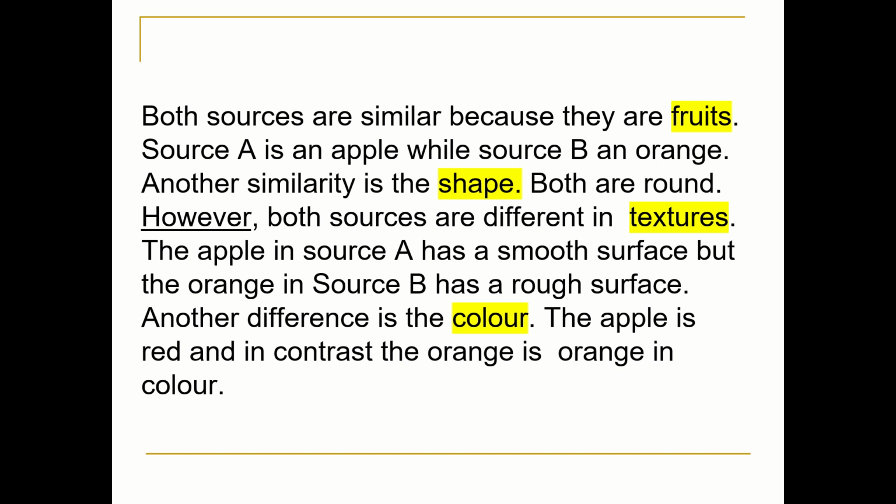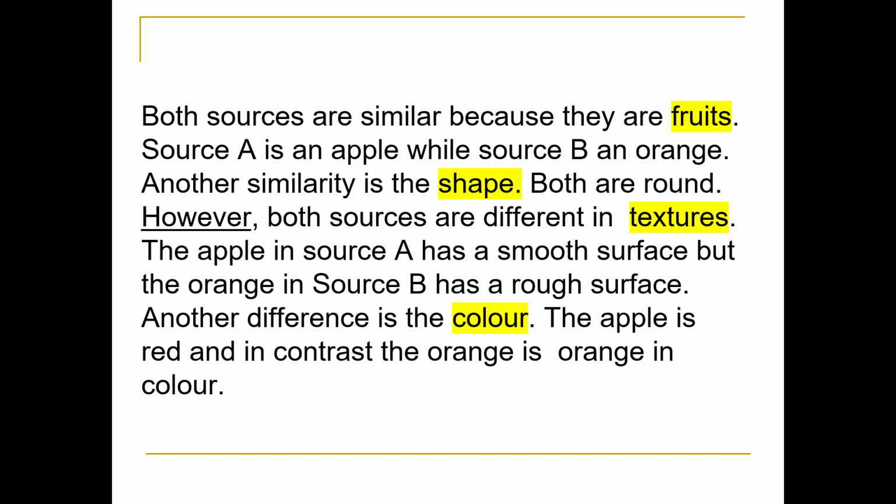You realize that even while pointing out similarities, I still talk about how they are similar. However, both sources are different in texture. Source A, the apple, is smooth, source B is rough. Difference of color: the apple is red, the orange is orange. You realize even in identifying the differences, I talk about how exactly they are different.